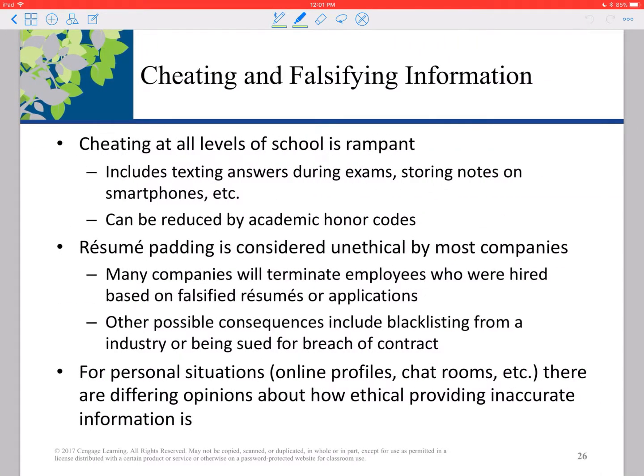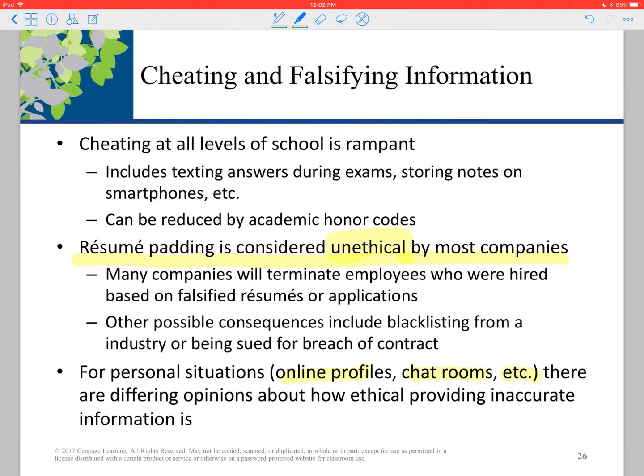Cheating and falsifying information. I'm going to hit the small ones first. I direct the Career Center. We consider resume padding unethical, and this is by boosting the stuff that you've done in a way to make it seem like you've done more. When it comes to putting fake information on online profiles, chat rooms, etc., there is no real consensus. Sometimes you do this for safety. Sometimes you do this to trick and manipulate people.